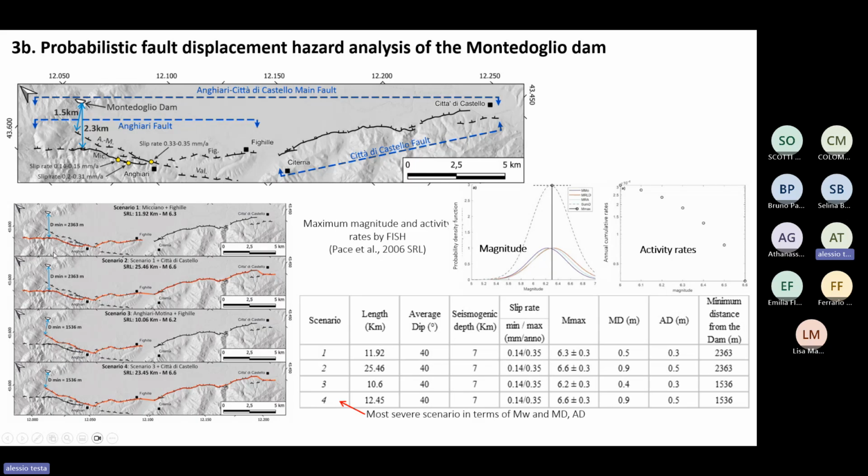The minimum distance is 1.5 kilometers, and the maximum distance is 2.3 kilometers. The magnitude ranges from 6.3 to 6.6, and the worst scenario is scenario number 4 in terms of magnitude. The activity rates and maximum magnitude were computed using the FISH code by Pace et al. 2006.